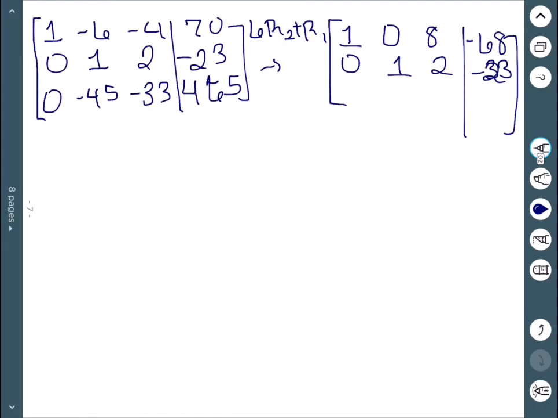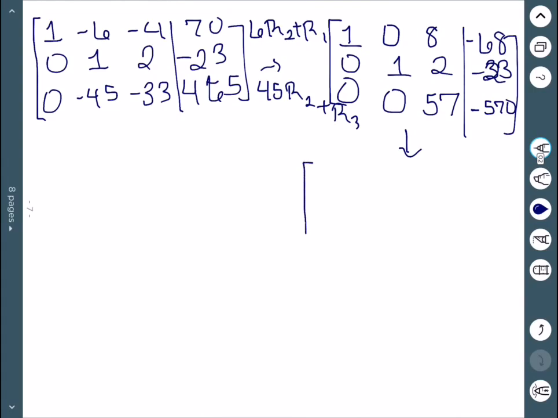The third row has a negative 45, so we'll do 45R2 plus R3. 45 times 0 plus 0 is 0. 45 times 1 minus 45 is 0. 45 times -2 minus 33 is -123. And 45 times 23 plus 465 is 1500.